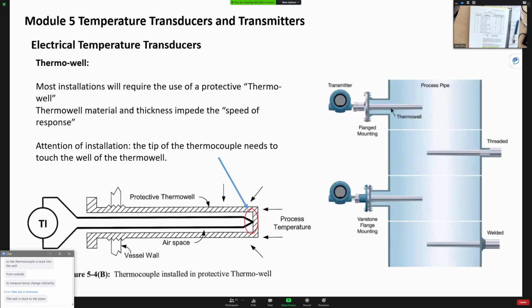It's the way the heat energy travels, because when you measure the temperature, you're not really measuring the temperature, you're measuring the heat energy. Yeah, the well is stuck into the pipe. They pre-made it and installed it in there. So if you want to measure the temperature, you can just stick a thermocouple inside there. You have to make sure the end is touching the wall there, so it can conduct the heat energy through, so you can do the measurement.